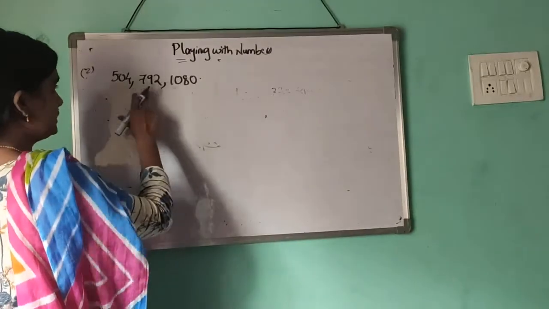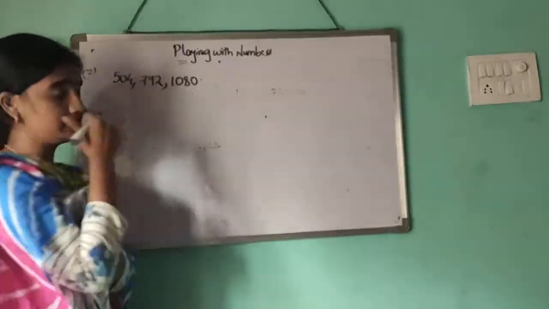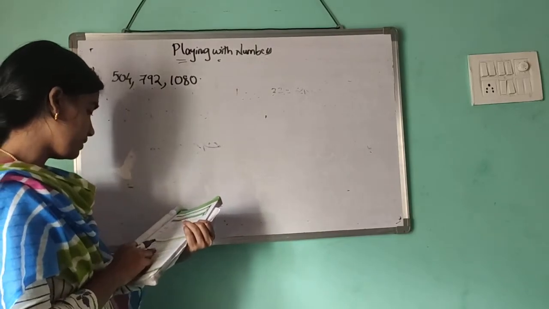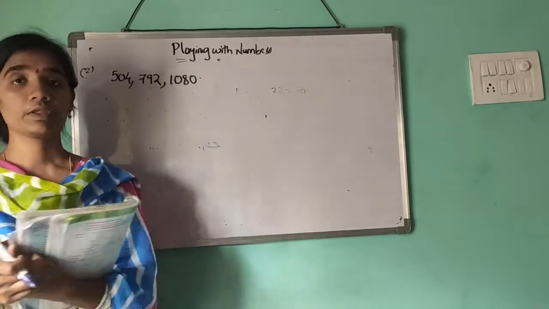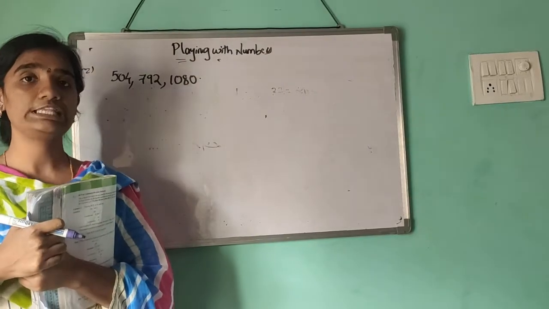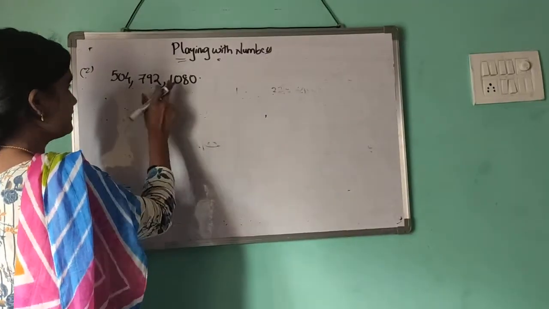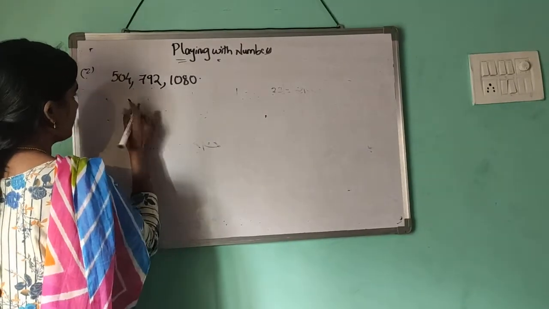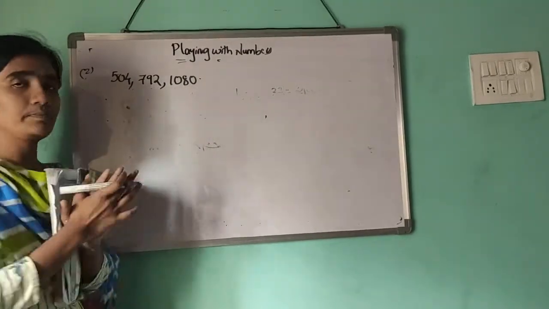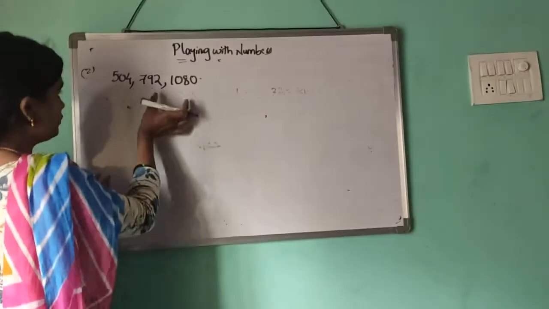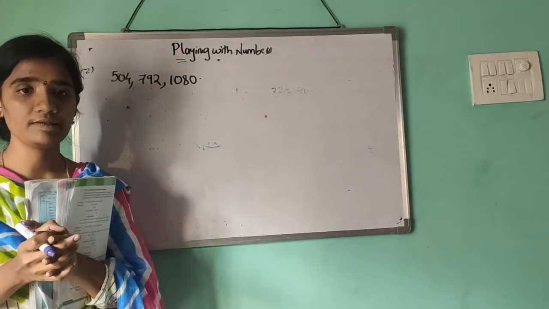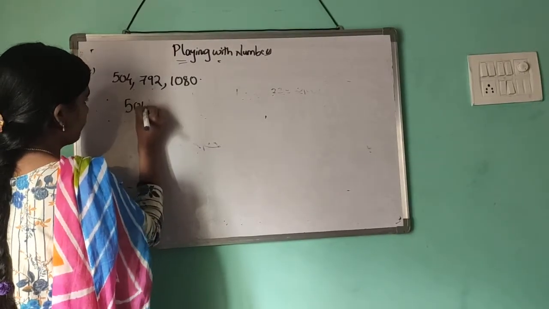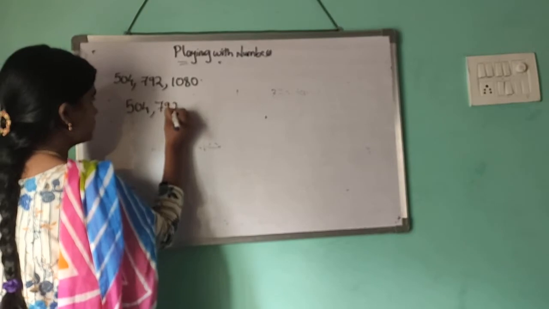By using these three numbers, we can find the largest number. Here we can use the division method. It is easy to find. So let's see. Here 3 numbers are there. Among the 3 numbers, you have to take any 2 numbers. I am taking 504, 792.